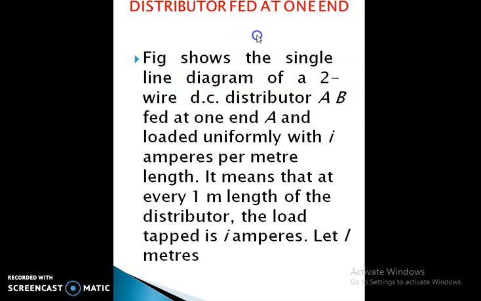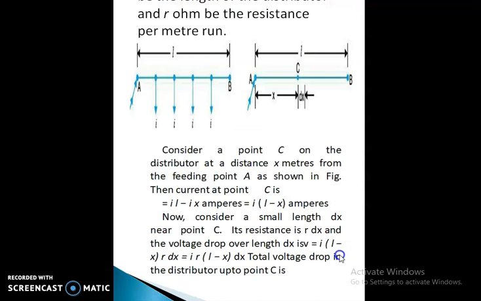Uniformly loaded distributor fed at one end. The figure shows the single line diagram of a two-wire DC distributor AB fed at one end A and loaded uniformly with i ampere per meter length. It means that at every 1 meter length of the distributor, the load tapped is i ampere. Let l meter be the length of the distributor and r ohm be the resistance per meter.